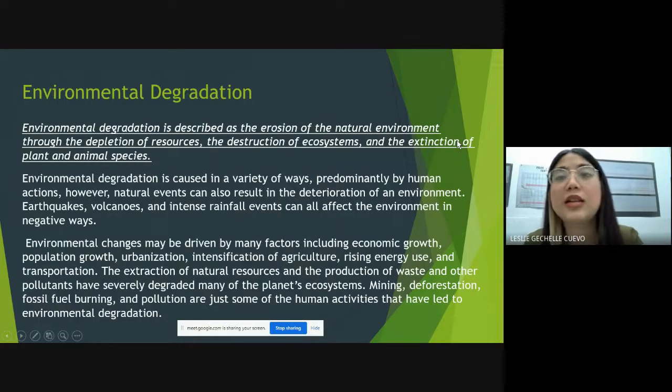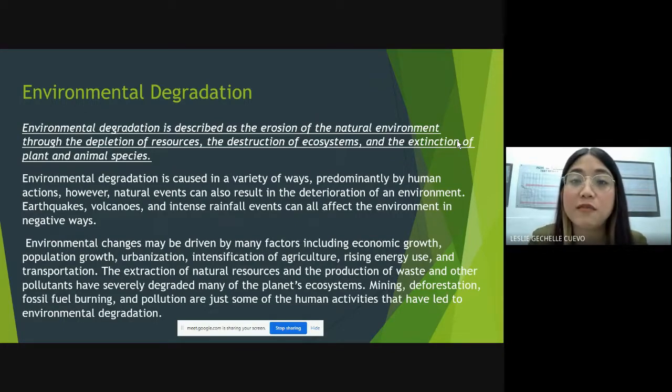Okay, environmental degradation. It is described as the erosion of the natural environment through the depletion of resources, the destruction of ecosystems, and the extinction of plant and animal species. Environmental degradation is caused in a variety of ways, predominantly by human actions. However, natural events can also result in the deterioration of an environment. Earthquakes, volcanoes, and intense rainfall events can all affect the environment in negative ways.